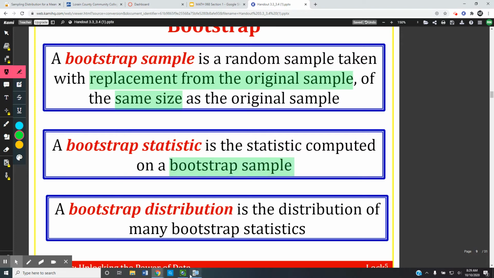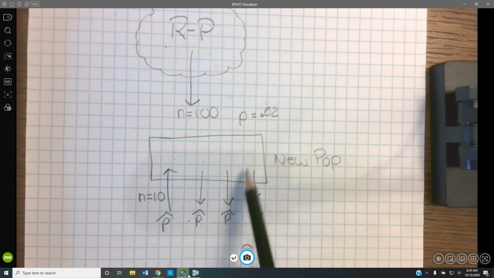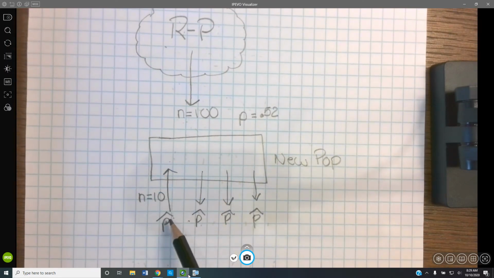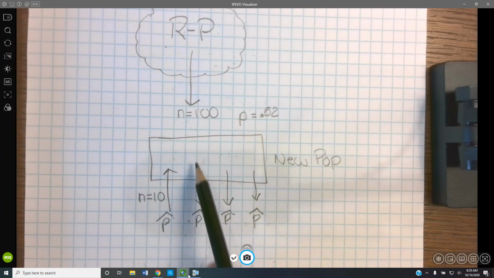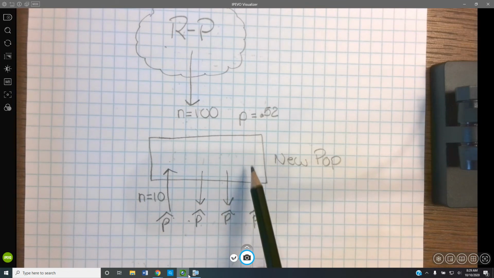Again, if we go back to mine, this was my bootstrap statistic, and this bootstrap statistic came from that bootstrap sample. I sampled 10, I sampled 10, I sampled 10. I always sample 10 because remember, when I bootstrap, I have to sample the same size.